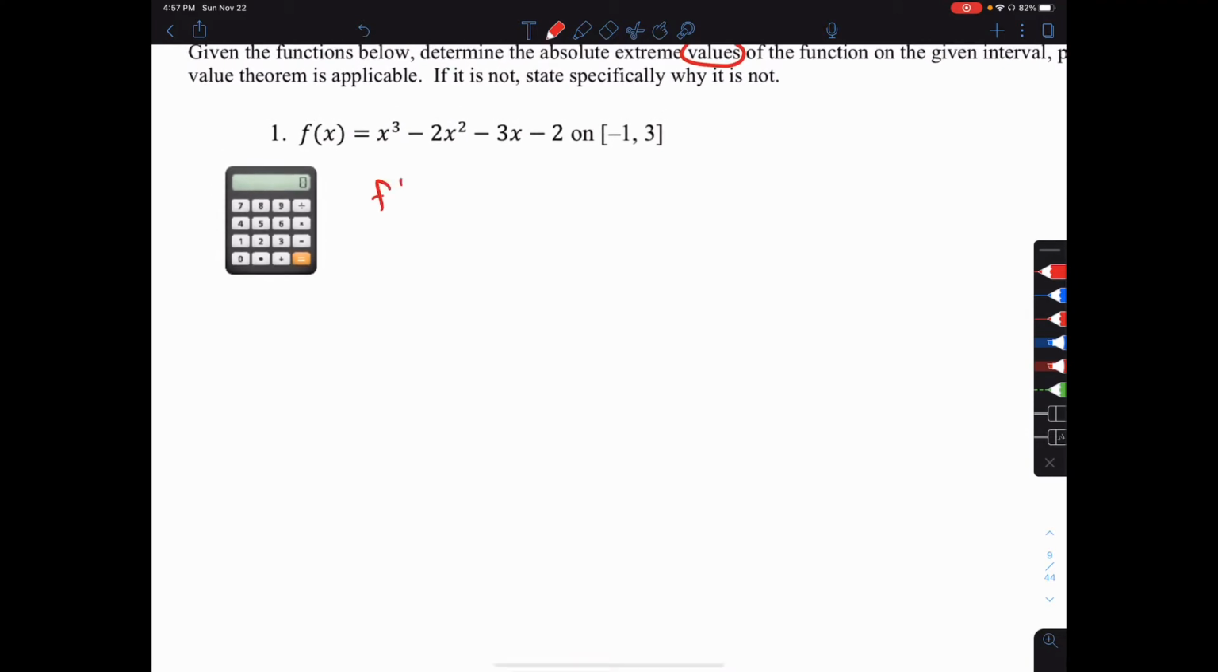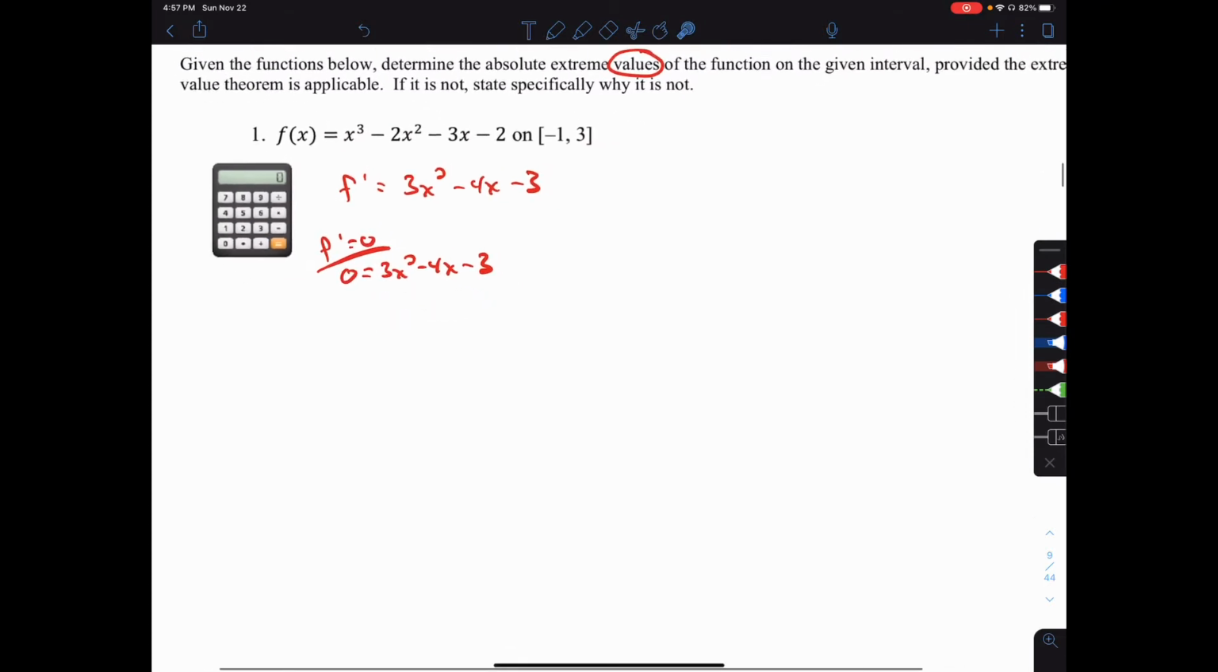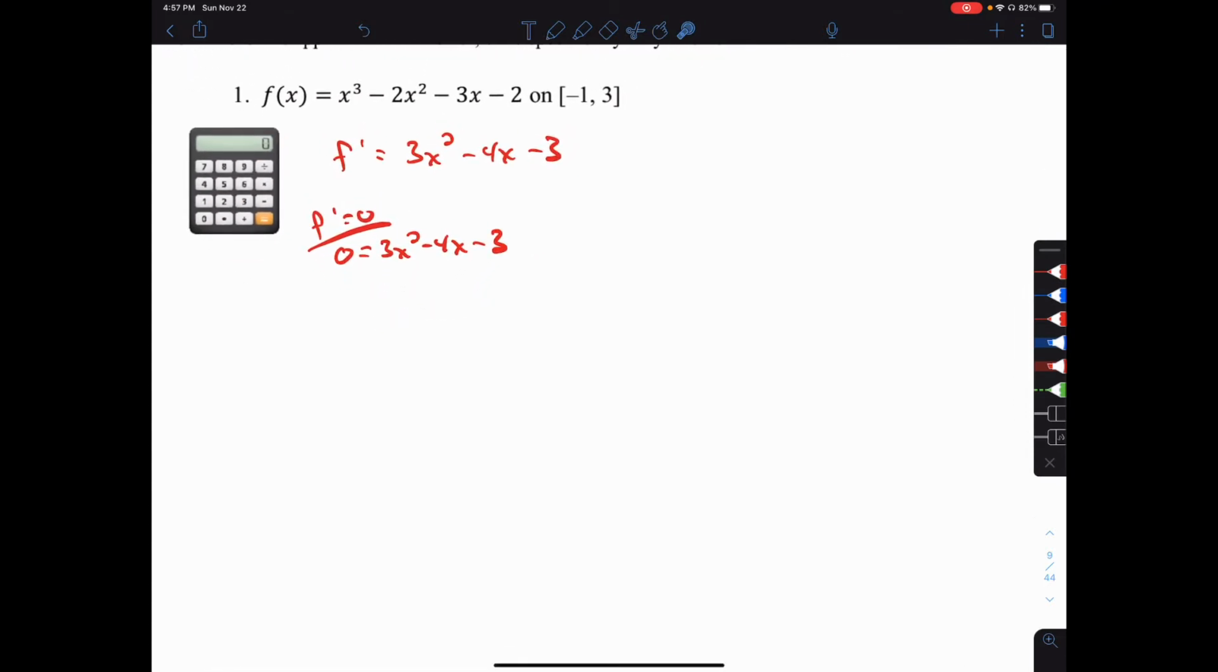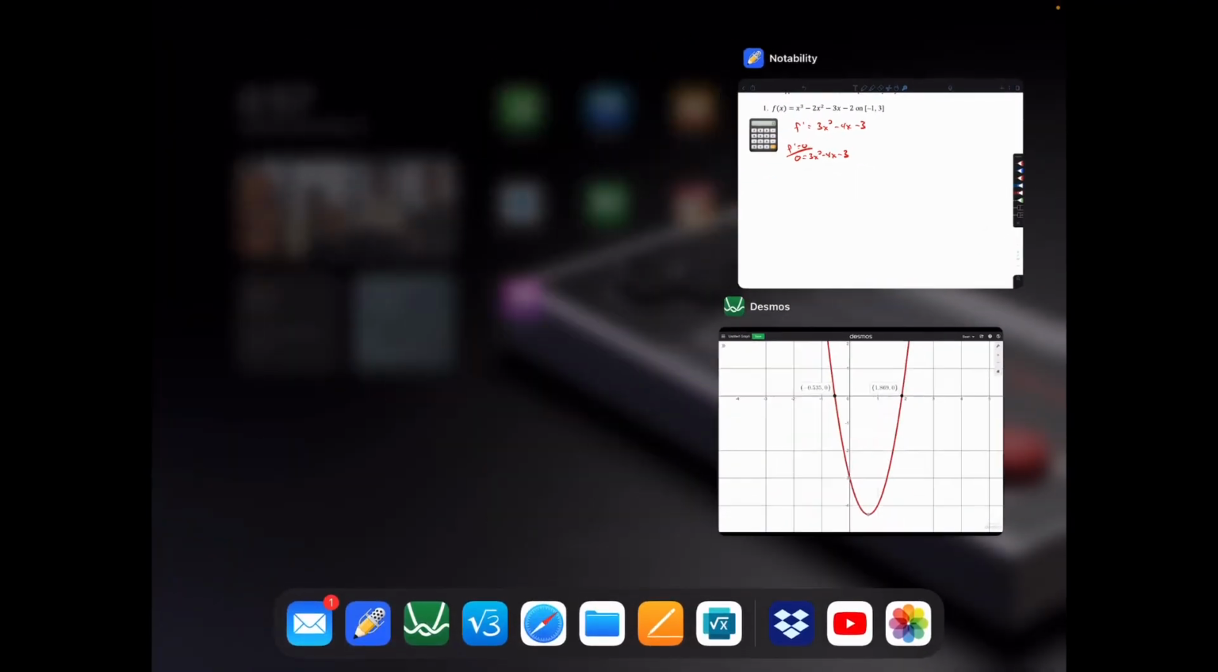The first derivative of this fella is 3x squared minus 4x minus 3. F prime could be equal to 0 as long as 3x squared minus 4x minus 3 was equal to 0. This is unfactorable. Could use completing the square or the quadratic formula, but there's no need to do that because it says we can use a calculator.